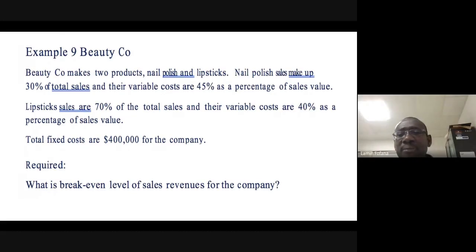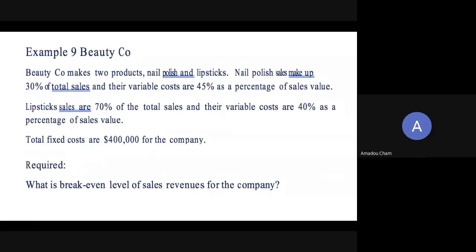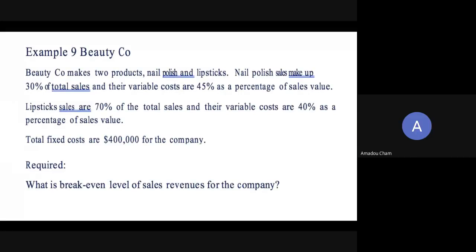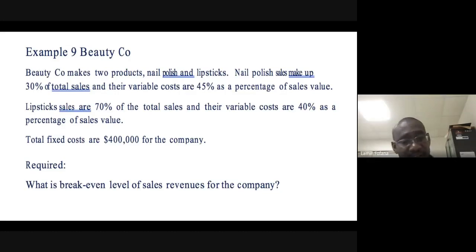Can anyone help her? Hadi, yes? We need the fixed cost and the weight. Yeah, I think we need to calculate the contribution per unit. Okay, sorry, Amadou, yes? I said we need the fixed cost and the weighted sales ratio. Okay, we need the fixed cost and weighted average CS ratio. Those are the two things we need.